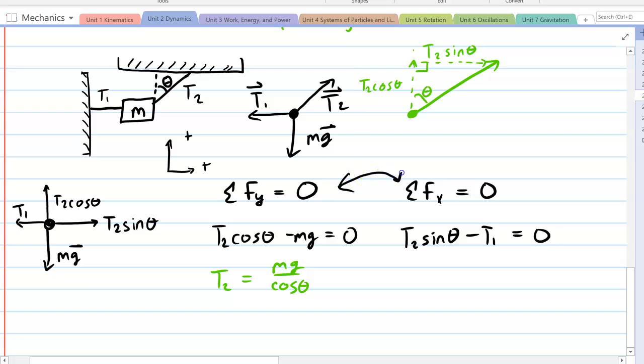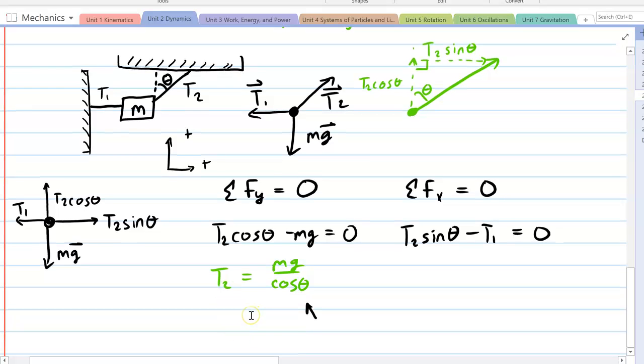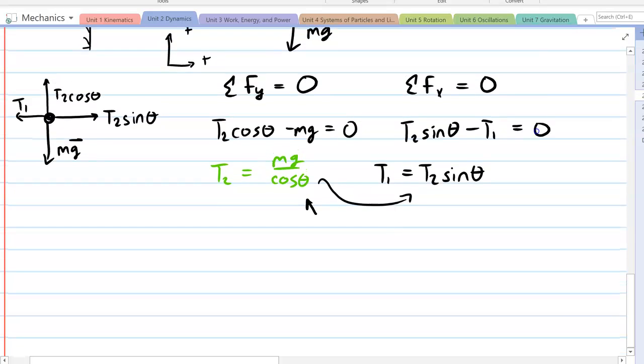We found something in here, we can plug it into here. What we found here is this equation. We found what T2 was equal to. So if we really wanted to, let me just solve for T1 really quickly. T1 is equal to T2 sine theta. And then we can plug in T2 right here. So what is T1 equal to? mg over cosine theta, times sine theta, right?